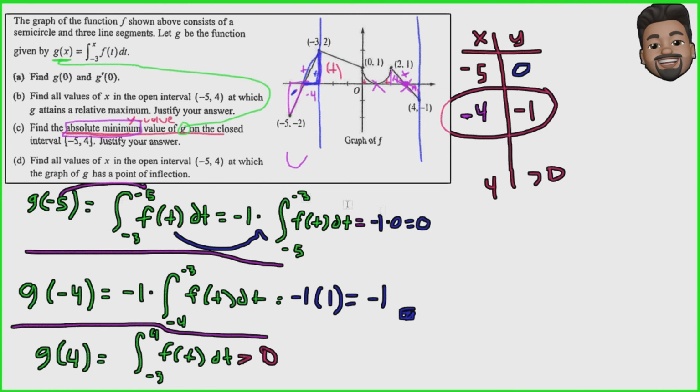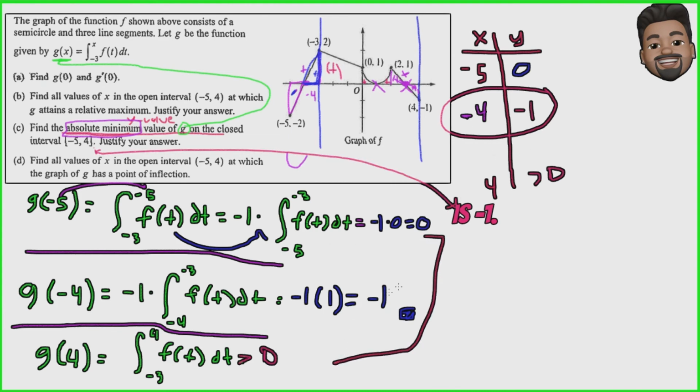So I'll go ahead and write over here so you can see how it's going to look. All you need to write down is the absolute minimum value of G on the closed interval -5, 4 is -1, and then this work right here is our justification. It's one of the only times on the AP exam when it says justify your answer that the work shown is basically your justification. It's -1. And there you go. That would kind of conclude our problem here.